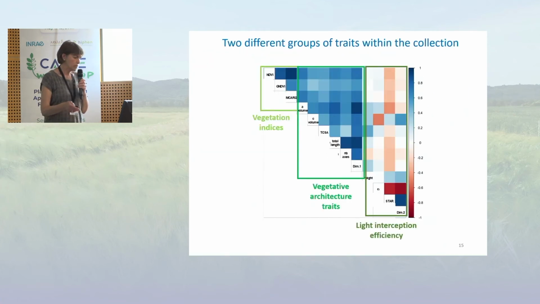Okay, I will go quite rapidly on that one. If we do correlation between traits, we see that on that population, light interception is not necessarily correlated to the vegetation and disease and to the tree architectural traits, because we could have small trees very dense and small trees less dense, so we can decorrelate the two types of traits.